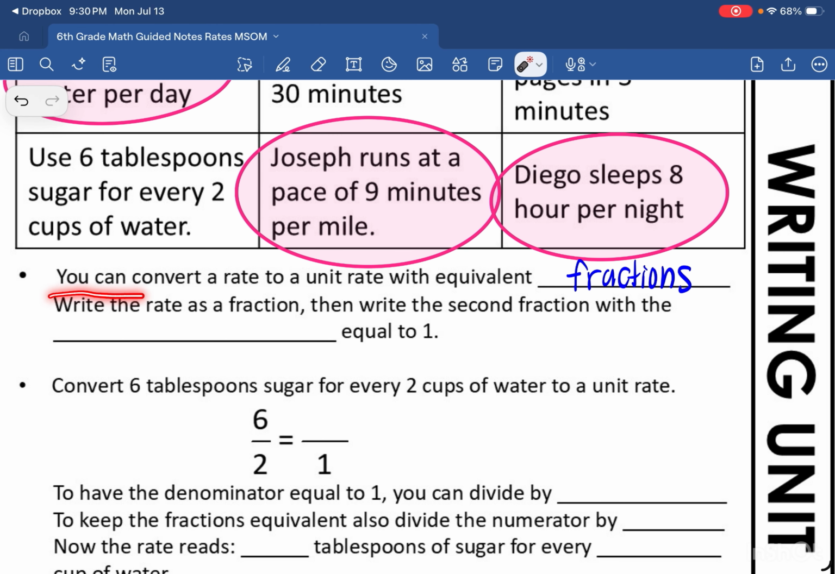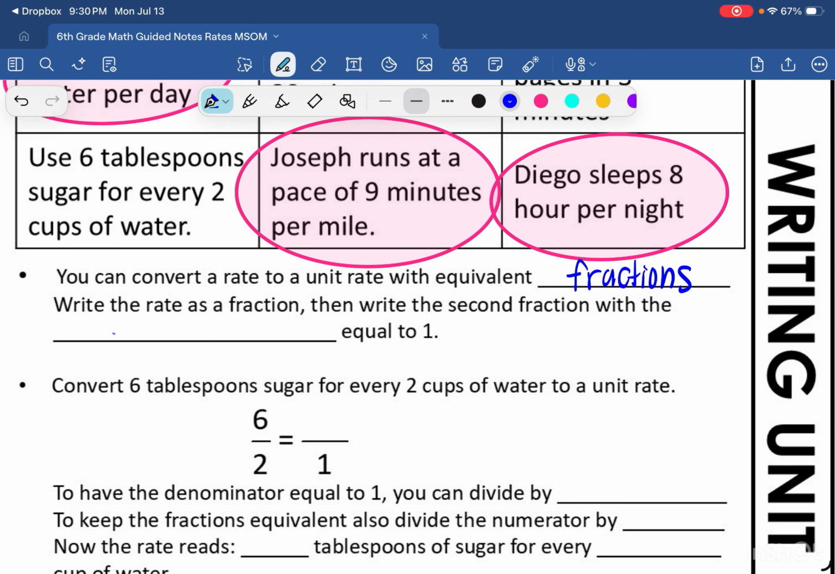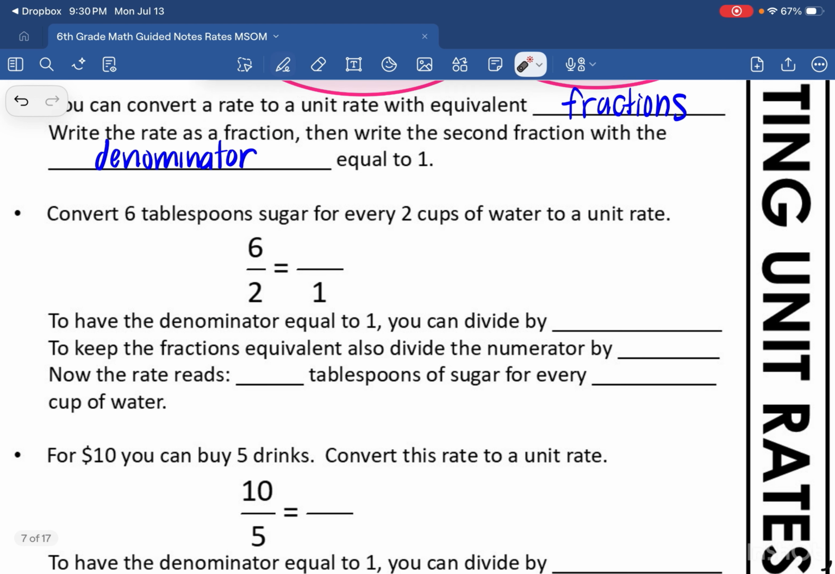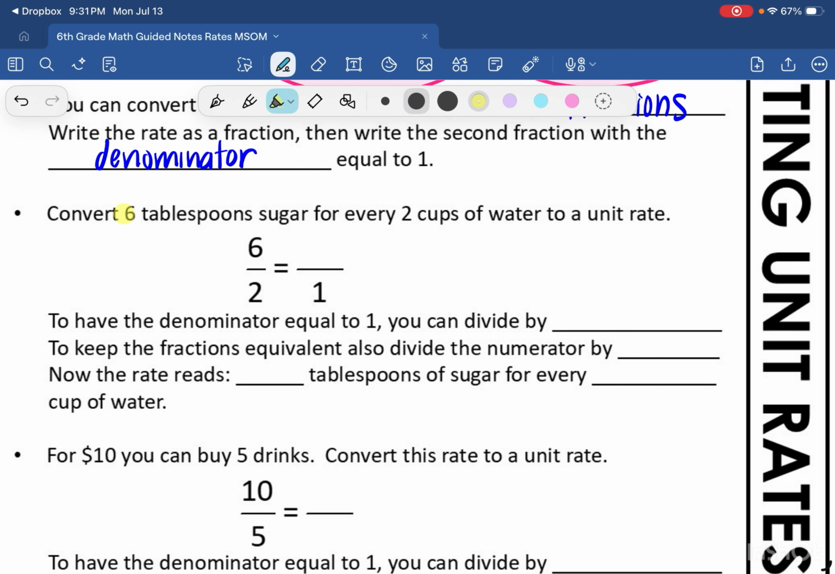You can convert a rate to a unit rate with equivalent fractions. Write the rate as a fraction, then write the second fraction with the denominator equal to 1. Convert 6 tablespoons of sugar for every 2 cups of water to a unit rate. So we're going to write 6 tablespoons for 2 cups as a fraction, 6 over 2. We want the bottom number to become a 1.